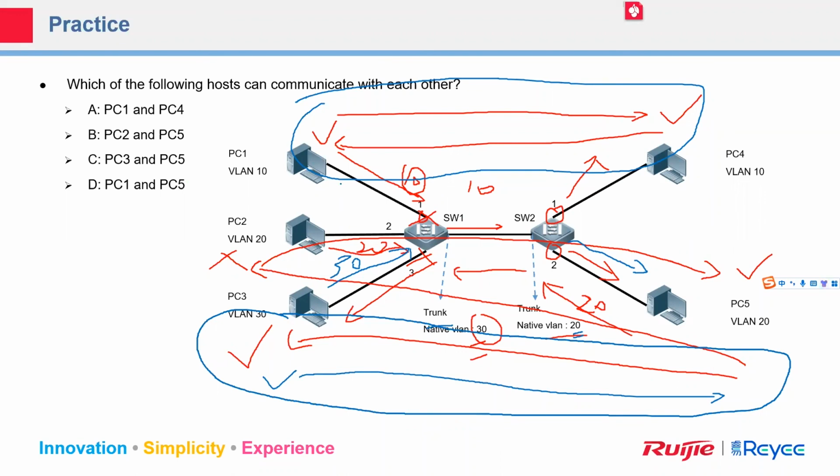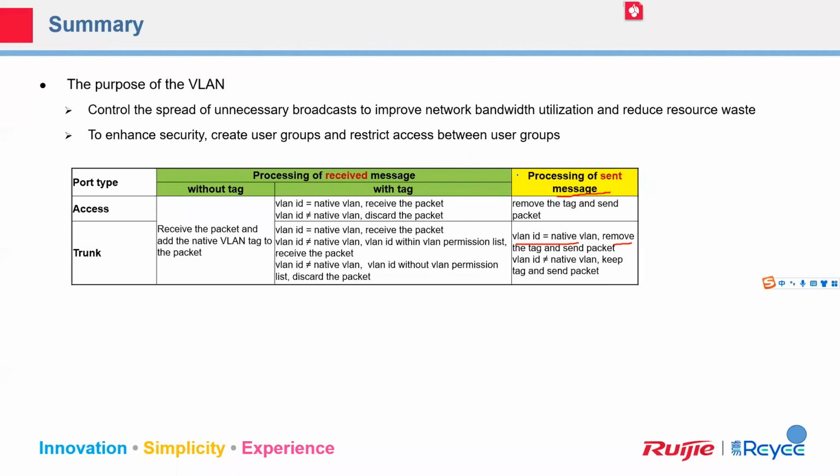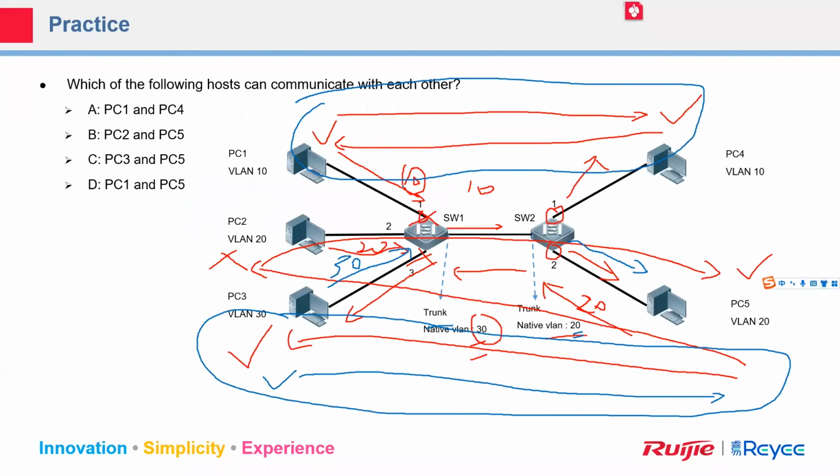So do you know the correct answer? Can you get it? Is it okay for you to understand this process? This is the main process of this part, the summary: how to deal with the message with the tag or without the tag. It's clear for you, right? So the correct answer is A and C. It's easy for you to understand, I think. Now you can know the detail of the VLAN.